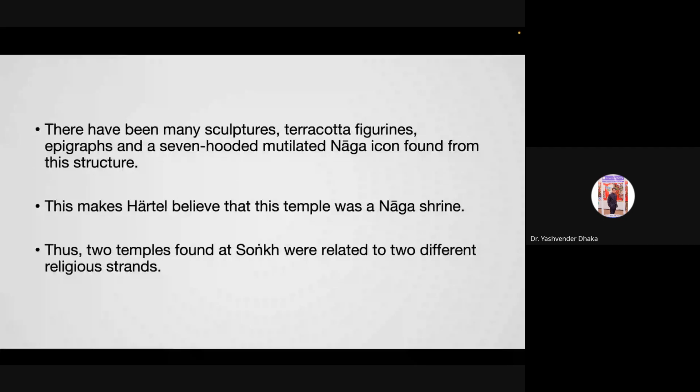And the two temples found in Sonkh were related to two different religious strands. So here comes the multiplicity of sites and religious contestation, using the same site nearby for different strands of religion. So it is very clear that the Naga, Nagini, and Yaksha Yakshi cults were very much urban and worshipped in Mathura, along with the main religions like Jainism, Buddhism, and Hinduism.